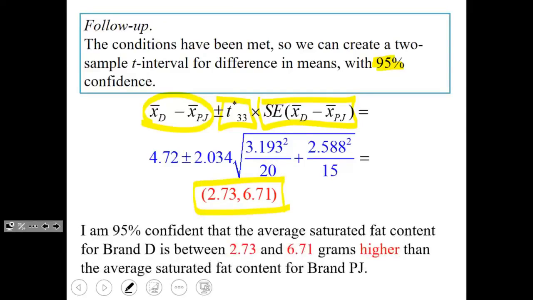So I can say with 95% confidence that the average saturated fat content for brand D is between 2.73 to 6.71 grams higher than the average saturated fat content for brand PJ. That's it. We've done our conclusion. We gave our confidence interval. That's as far as we got to go.